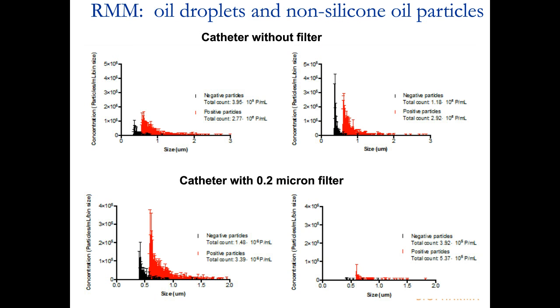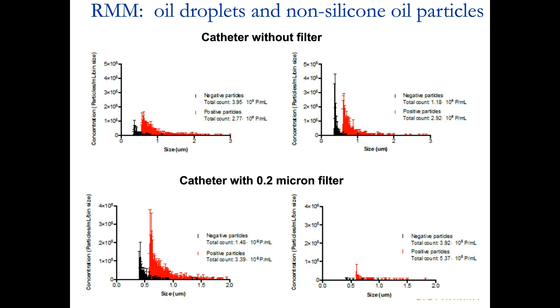If we look at them with the Archimedes, the resonant mass measurement, as I mentioned, to help understand whether these particles are silicone oil or something else, we actually see quite a bit of silicone oil in the samples. For the catheter without filter here, we see almost equal populations of silicone oil as well as non-silicone oil. But with the system with the 0.2 micron filter, the bottom right graph there, we see a significant reduction of both the silicone oil as well as non-silicone oil particles present in that sample.